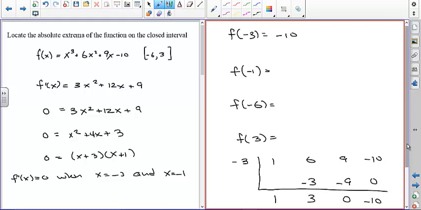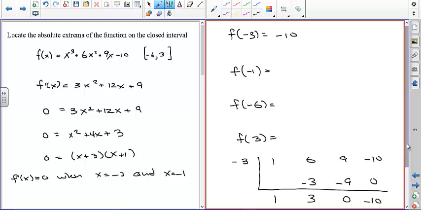So what I did there was use synthetic division with the original equation, and when you don't get a 0 at the end, it means that -3 is not a factor of the original equation. But what it means is that the remainder, which is -10, is the value of the function. I don't know if you remember that from pre-calculus or not. But the nice thing about it is you don't have to cube anything or square anything.